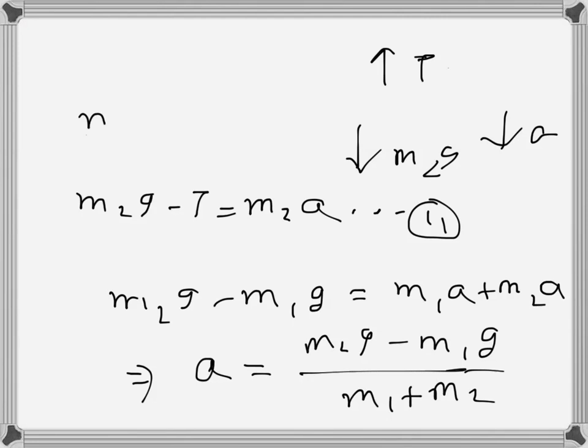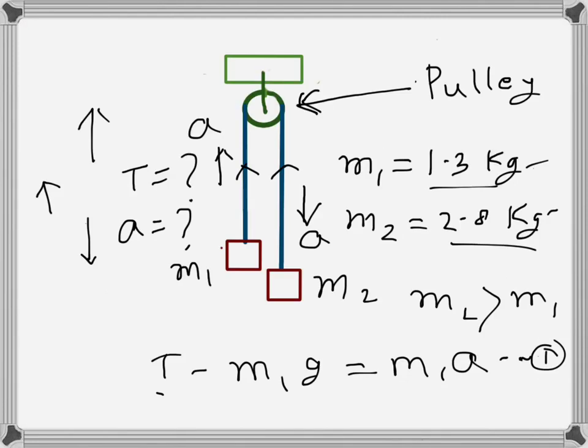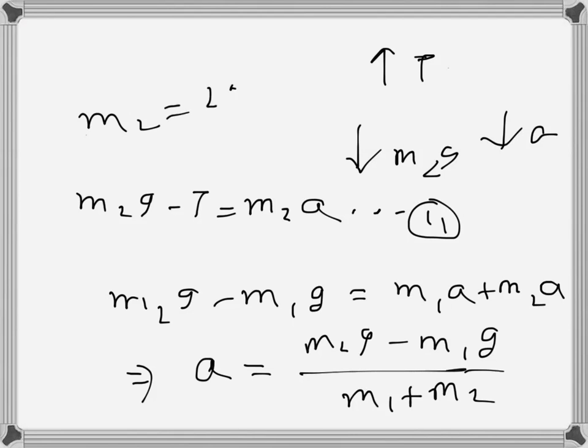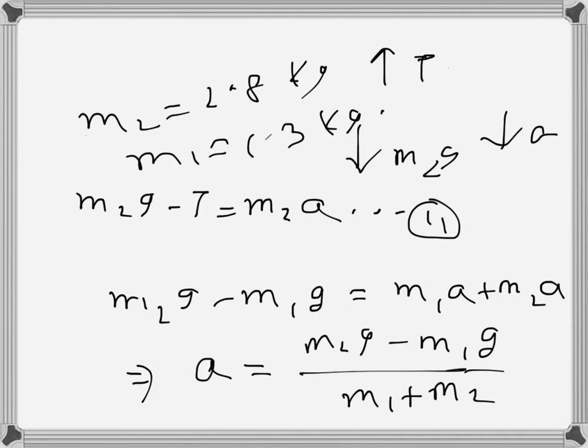Now we know the values of M1 and M2. M2 is 2.8 kg and M1 is 1.3. So the difference is 1.5. Once we plug in those values, we get A to be 3.6 meters per second squared. We can just plug in these values here: M1 is 1.3, M2 is 2.8, and of course G is gravitational acceleration, so that's 9.8 meters per second squared.